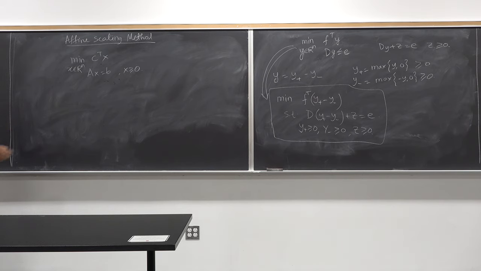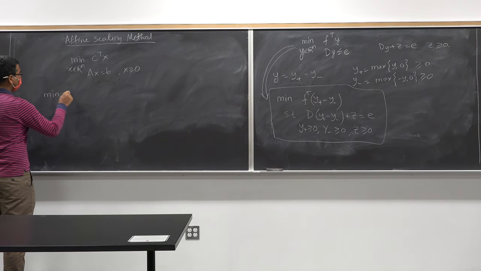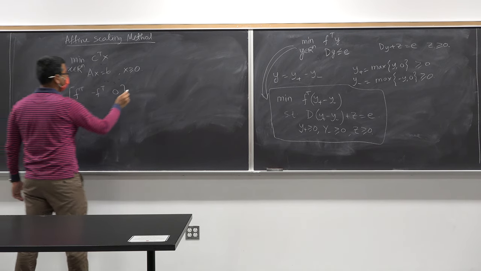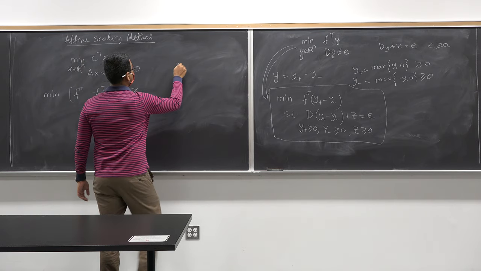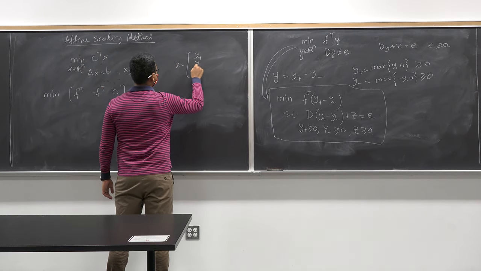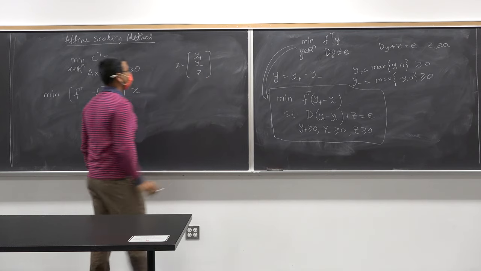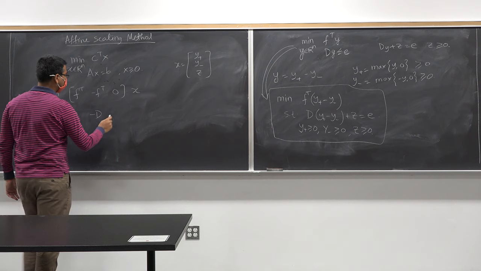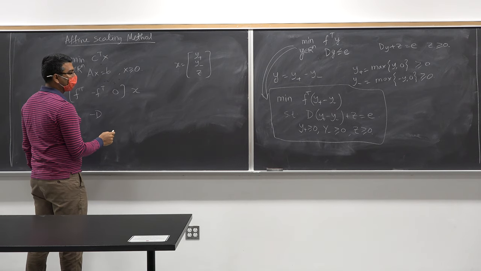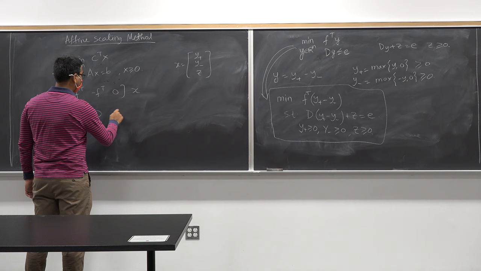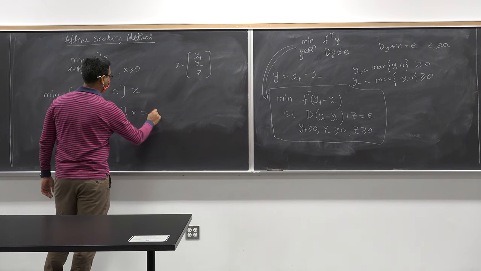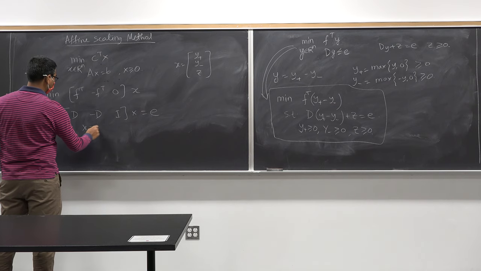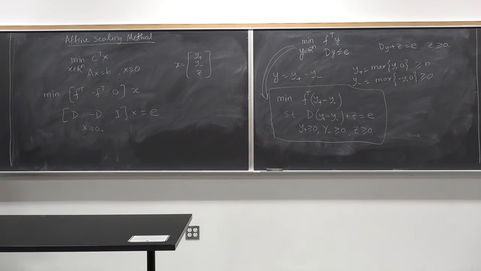Let me do the one-to-one correspondence. So I have minimum of f transpose, minus f transpose, 0, times x, where x is y plus, y minus, z, then D, minus D, an identity, times x equals e, and my x is greater than or equal to 0.